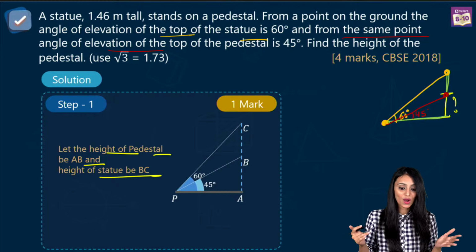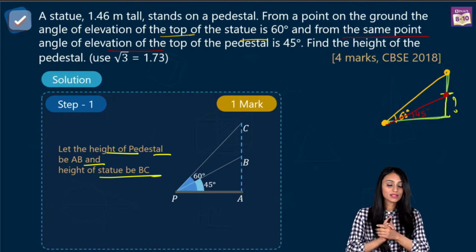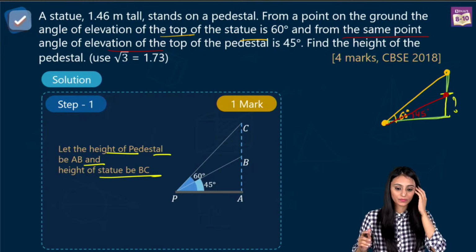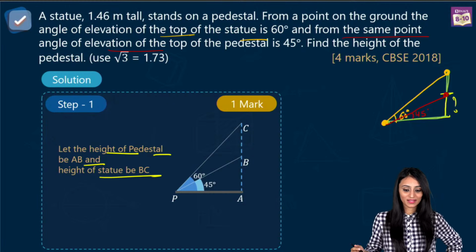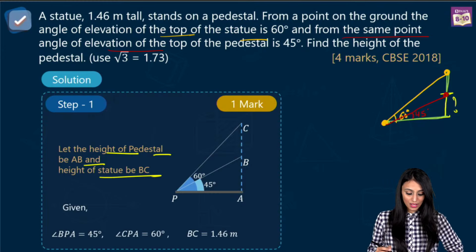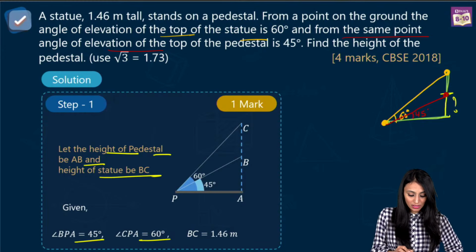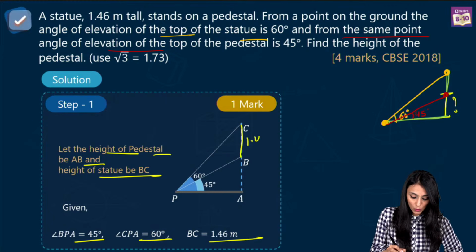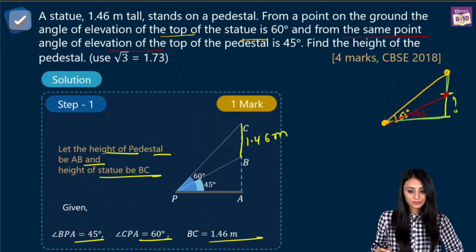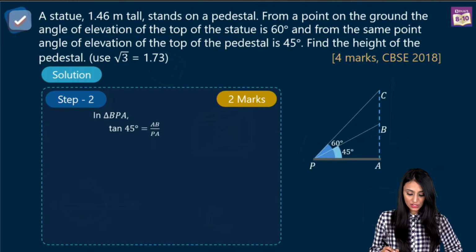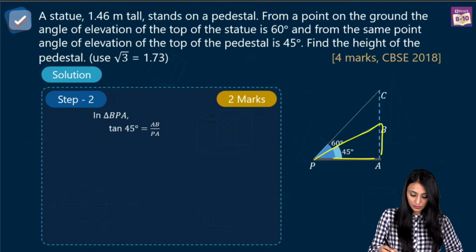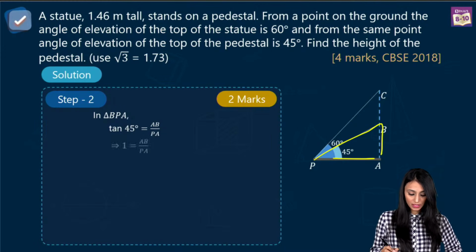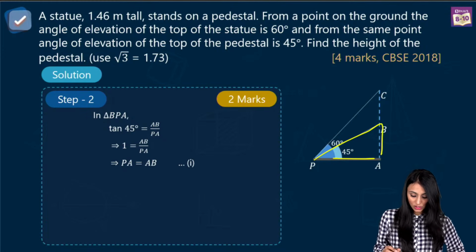Hemlata completed. Wow, amazing. Pedestal is the stand, right? Sure. I think red wasn't visible, right? Yes. So we have these angles, angle BPA 45 degrees, CPA 60 degrees, and BC is 1.46 because the height of statue is given here, right? Alright. So first of all, in this triangle BPA, tan 45 is AB by PA. Tan 45 degrees is 1, so AB by PA I can say they will be equal. That's your equation number 1.